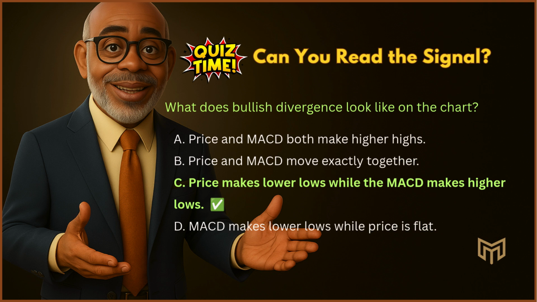If you chose A, price and the MACD both make higher highs, that's not divergence at all. That's confirmation. Both moving in the same direction means they're in agreement, not pulling apart. B, price and the MACD move exactly together. Again, that's alignment, not divergence. Divergence only exists when the two start telling different stories. And D, the MACD makes lower lows while price is flat. That would actually be bearish divergence in the making, not bullish. The direction matters. If you got C, you're seeing what most traders miss. Now you know.